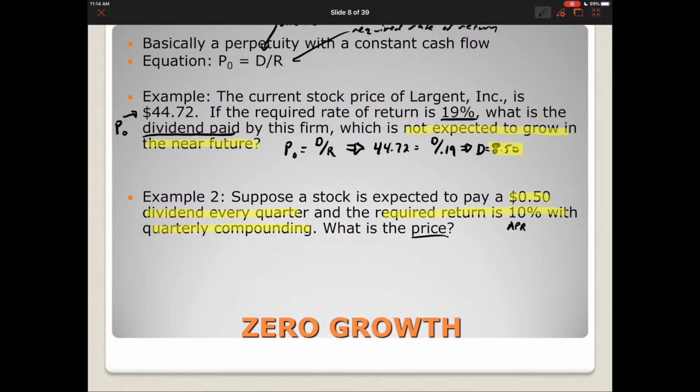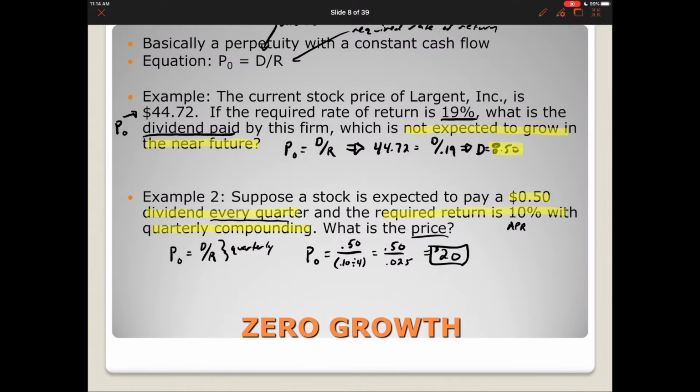So once again, they are paying 50 cents dividend every quarter, and it doesn't say anything about that dividend fluctuating. So what we have is zero growth, which we treat as a perpetuity, but now all of these need to be input on a quarterly basis. So P sub 0 is equal to that 50-cent dividend, but then the quarterly rate would be 0.1 divided by 4, or 2.5% per quarter. So our current price then would be $20 on this zero growth stock. Okay, so that is a zero growth assumption.